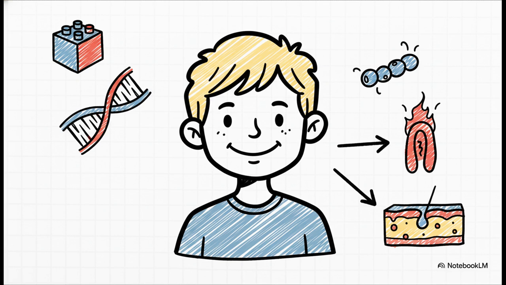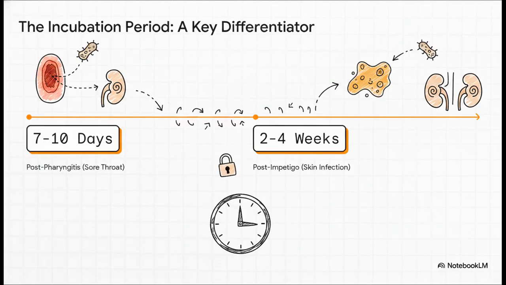Now, the culprit is group A strep, but not just any old strep. It has to be one of these specific nephritogenic strains. The ones that cause a sore throat are usually types 1, 2, 4, and 12. The ones that come from a skin infection, impetigo, are types 47, 49, 55, and 57. And for anyone studying for an exam, you'll definitely want to remember types 12 and 49. Those are the favorites.